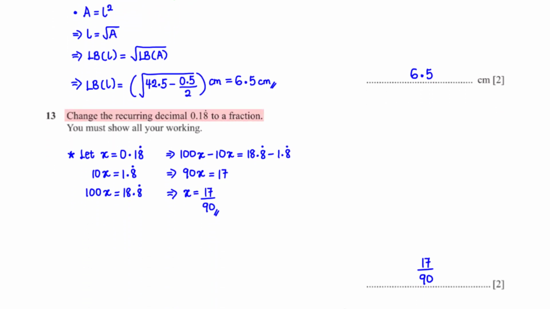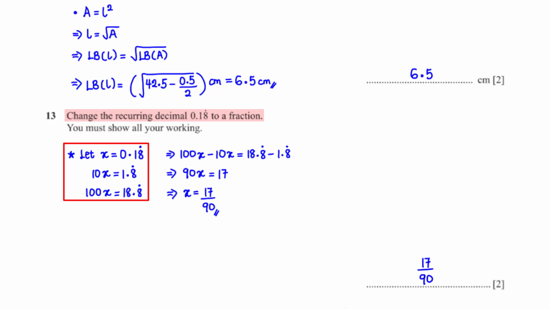Change the recurring decimal 0.18 to a fraction. You must show all your working. Let's call the given recurring fraction x. When we multiply x by 10, this is what we have. And when we multiply x by 100, this is what we have.